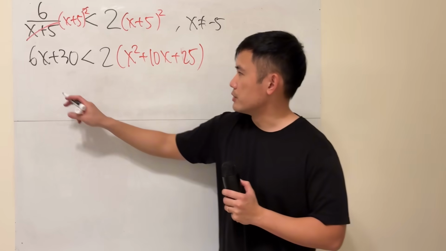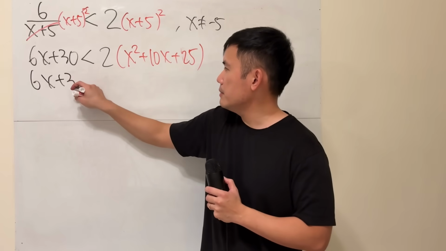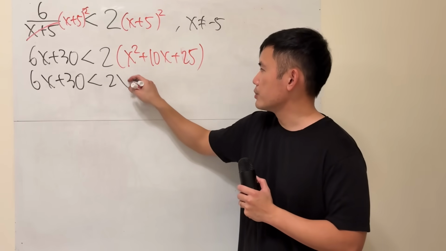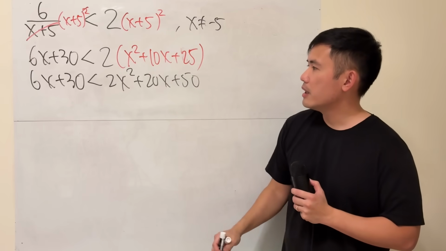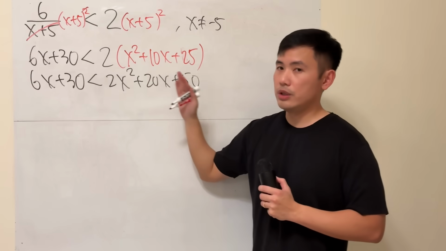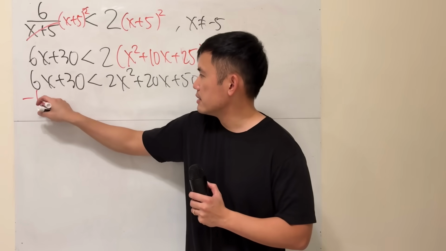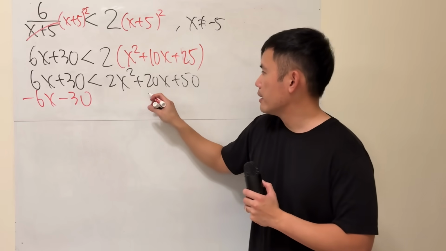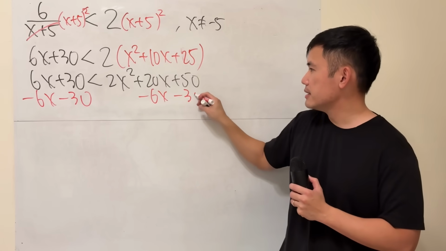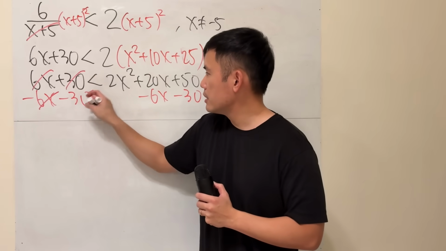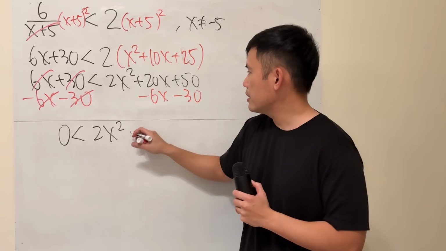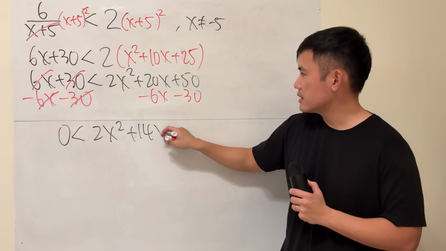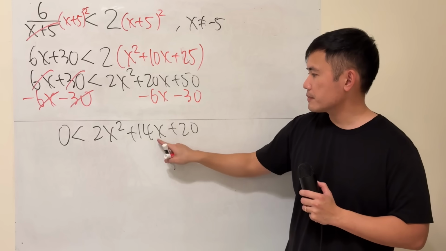Then now I just have to finish this. So 6x plus 30 is less than, distribute, 2x squared plus 20x plus 50. And I'm going to move all the terms to the right hand side. So minus 6x, minus 30. Cancel, and you get 0 is less than 2x squared plus 14x plus 20.